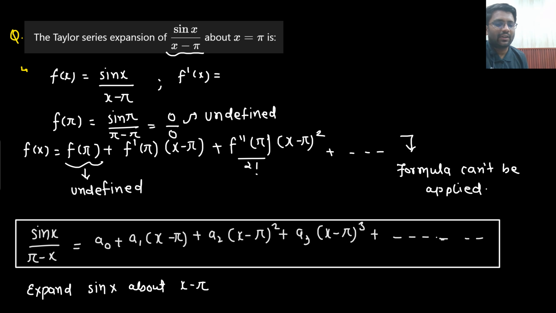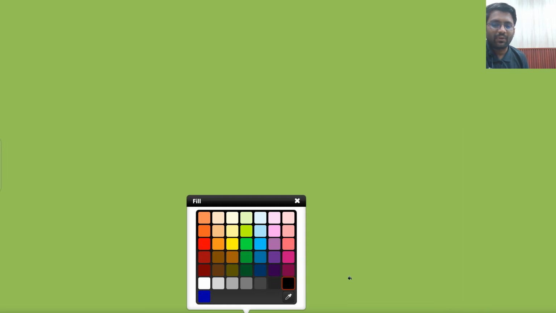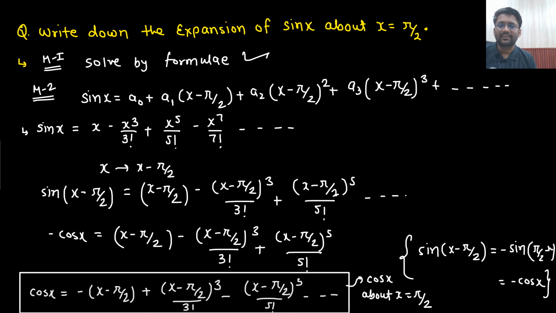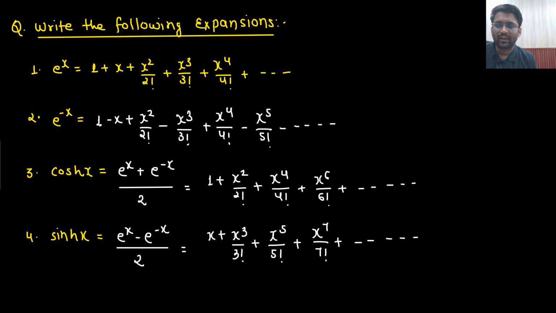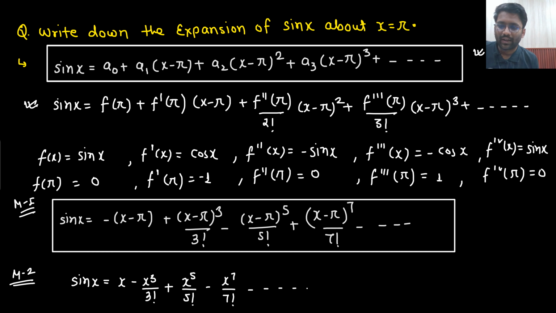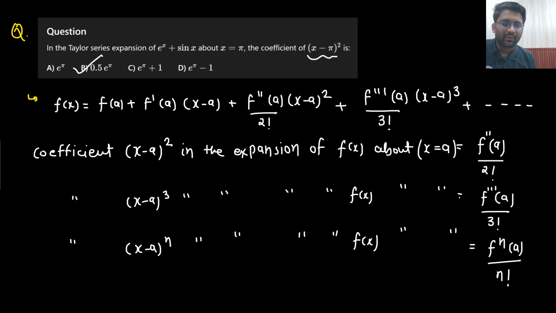So first let me find the expansion of sin x about x = pi. Have we already written it down? Yes, sir, somewhere we have already done it. So I am not going to do the calculation again. I have done the calculation, and this is the answer we get. Since I have already done the calculation, I will directly write down this answer here.